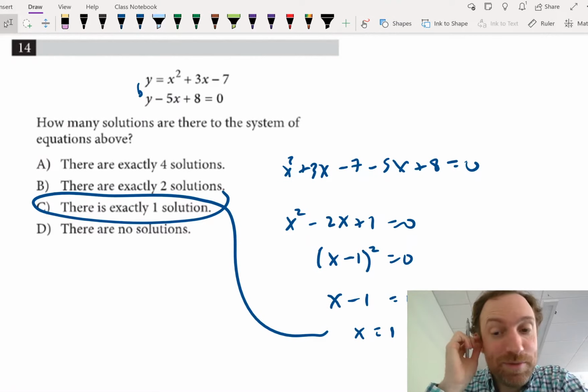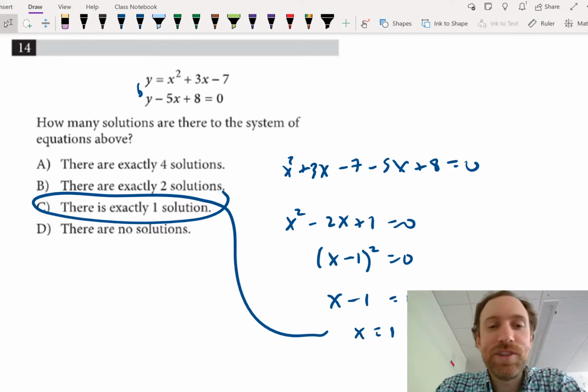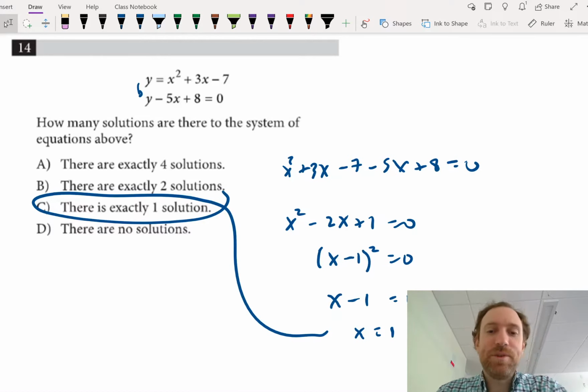Okay, like I said before, these are free points. When you see these on a test, just say thank you and move on.